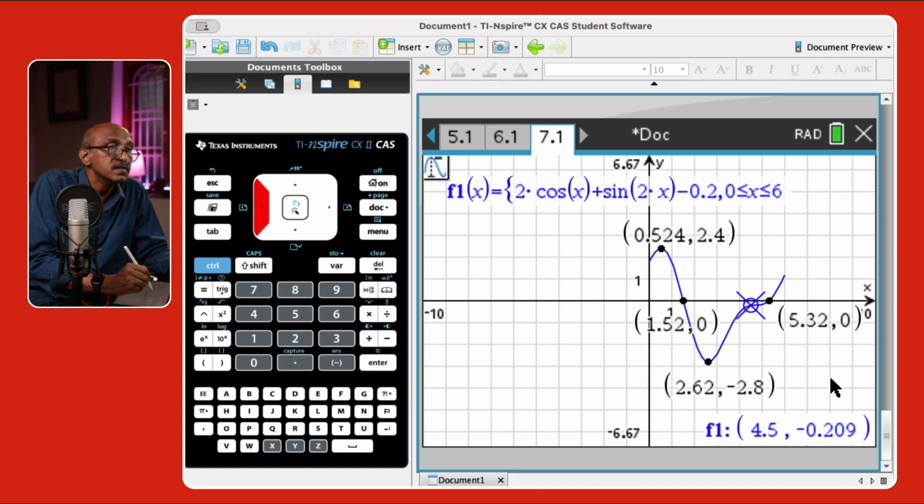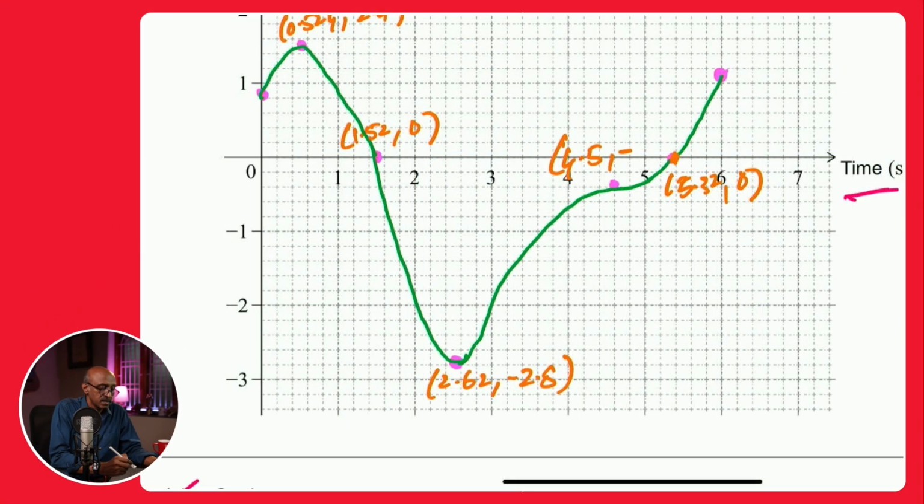4.5 and negative 0.209. Okay, you should see what I'm writing, right? Okay, that's good enough. So you want to be a bit more specific.